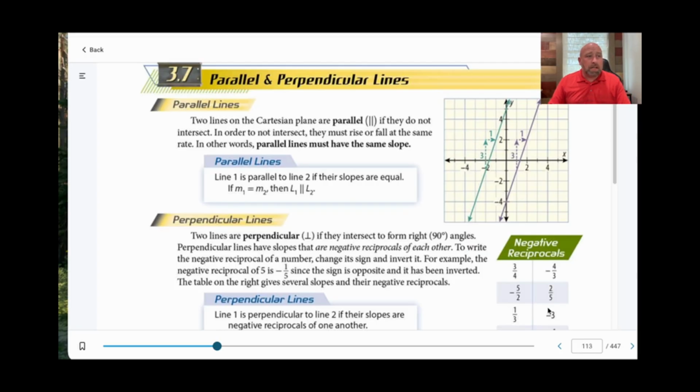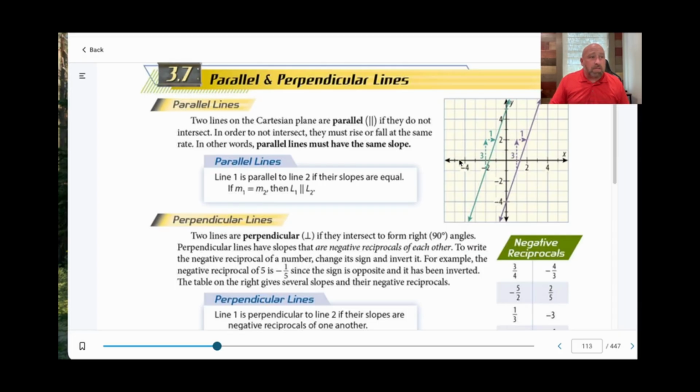Well, parallel lines are lines that never cross each other. If you look at the little diagram they have there, you have a green line and a purple line, and they will never cross each other. They will never touch. Okay, so now what we're doing is we're putting a second line on the same graph.